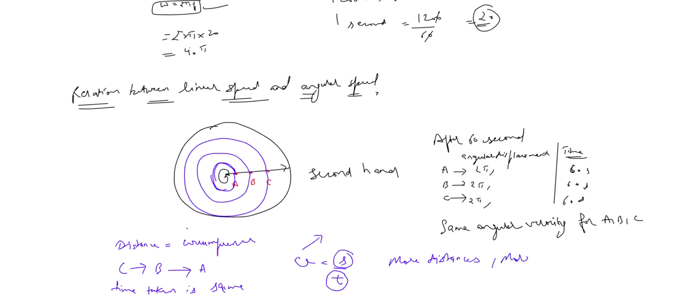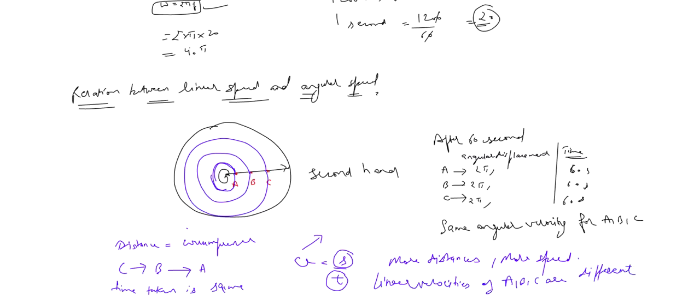When it's covering more distance in the same time, this means the particle is moving faster than the other particle which is covering less distance. So now here we can see that the linear velocity is different. Linear velocities of particles A, B, C are different, right?